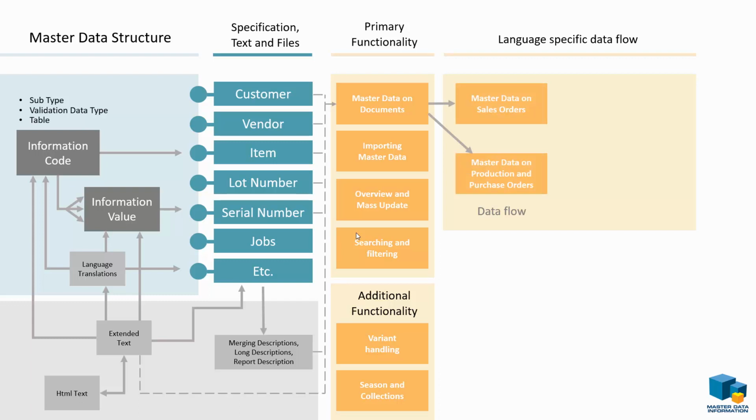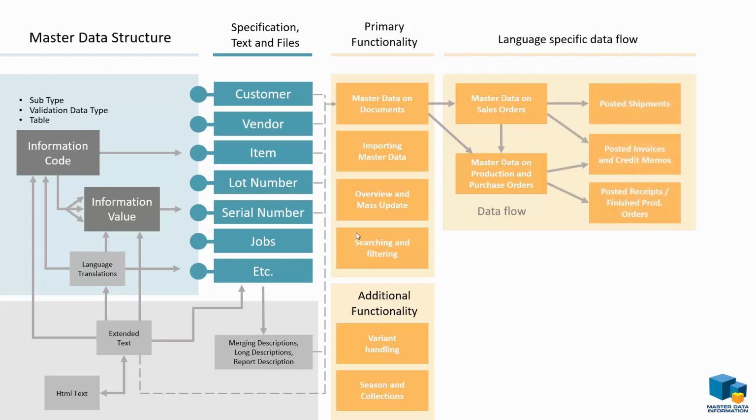So let's take a look at the language-specific flow that we call master data on documents. This means we have, based on our text, our extended text, our languages, we can make data flow from customers and items to sales orders, for instance, or from vendors and items to purchase orders or production orders. And we can even make data flow from sales orders to purchase and production orders. And of course, when you post the documents, you can make this data flow onto the posted documents as well.